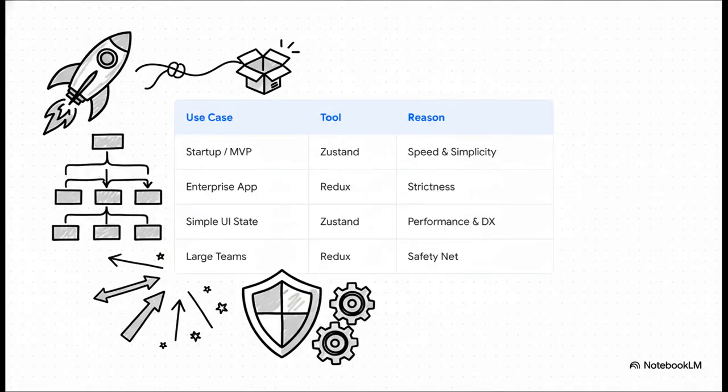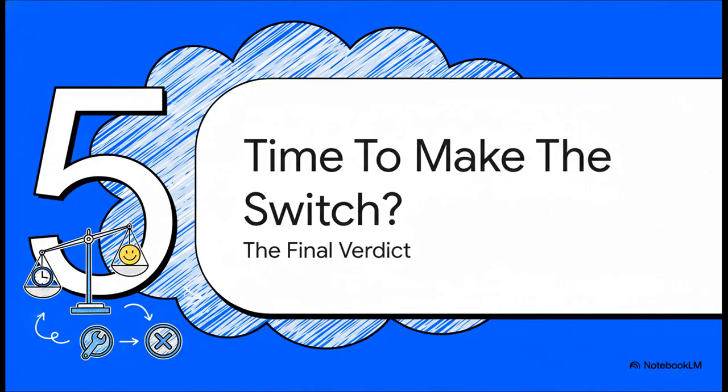This table really breaks it down perfectly. If you're a startup or building an MVP, you need speed and simplicity. That's Zustand, hands down. But if you're working on a complex enterprise app with a huge team, the structure and safety of Redux is probably the right call. But look at that third line. For most UI state, the stuff we deal with every day, Zustand's performance and developer experience make it a much better fit. So what's the big takeaway here?